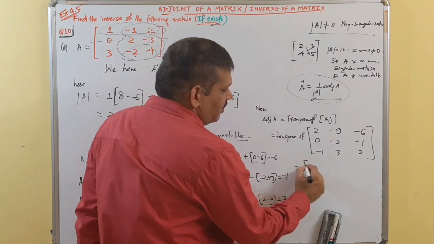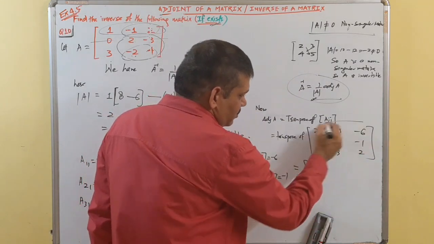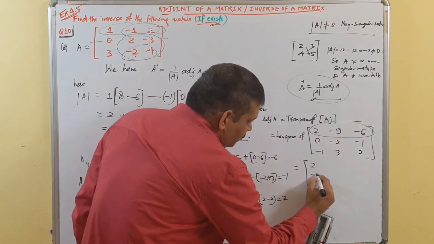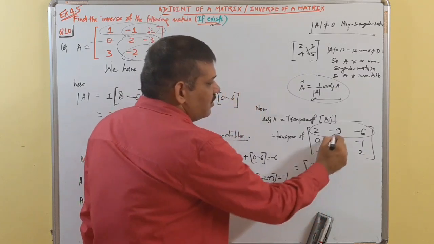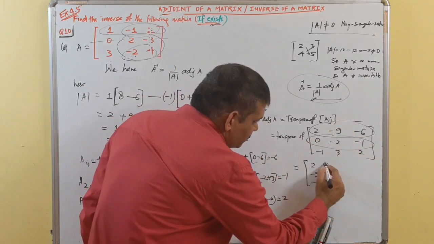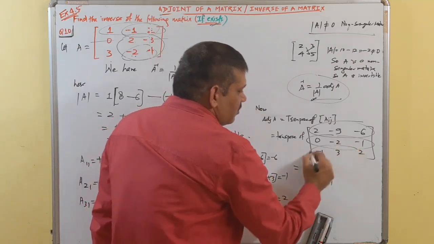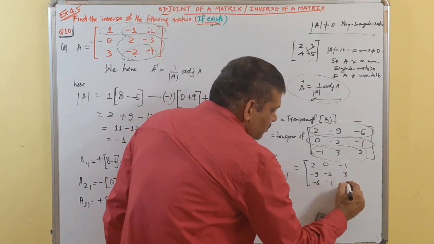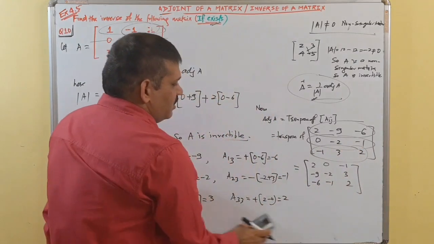Now on taking the transpose, the first row becomes the first column: 2 minus 9 minus 6. The second row becomes the second column: 0 minus 2 minus 1. The third row becomes minus 1 3 2. This is adjoint A.